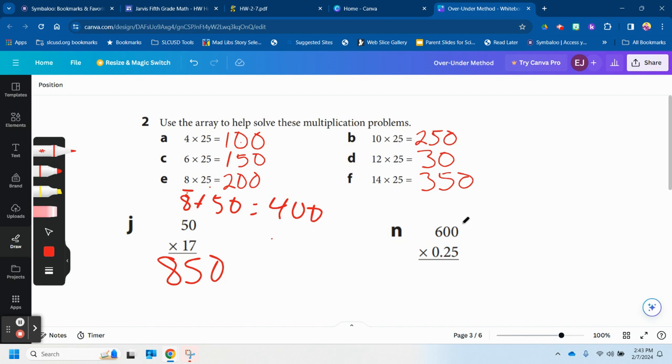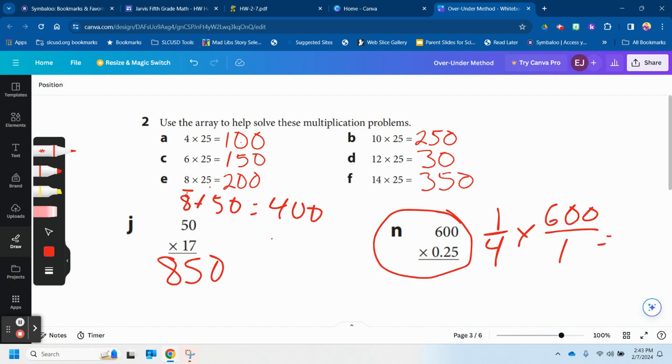Okay, so this one's really tricky. 600 times 0.25. Well, at this point, I could show you the algorithm or tricks to solve it. But we've been working a lot with fractions, so we could think of 1/4 of 600. And then I would simply divide, really. So I can cross cancel. 60 divided by 4 is 15.